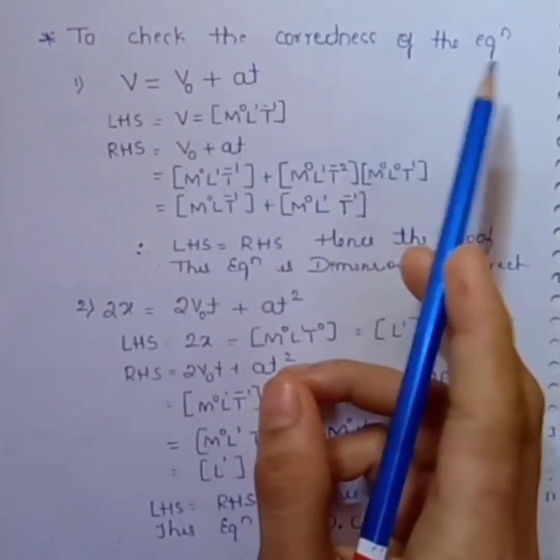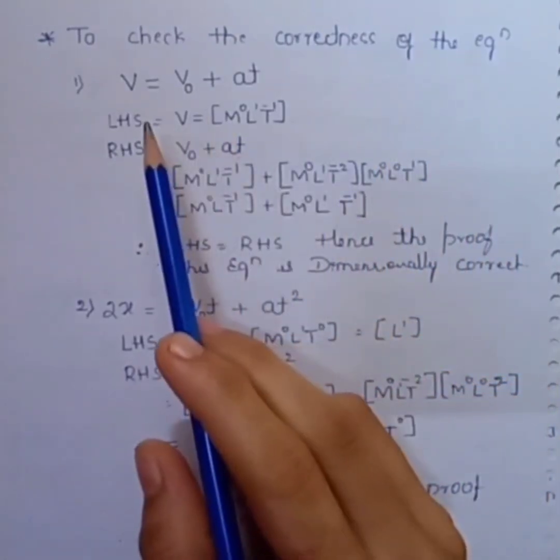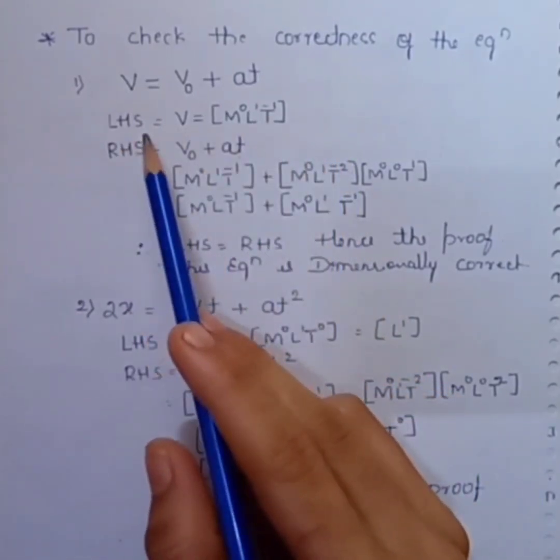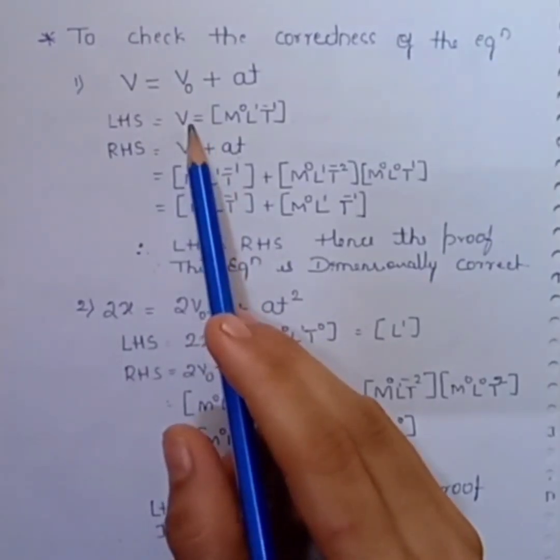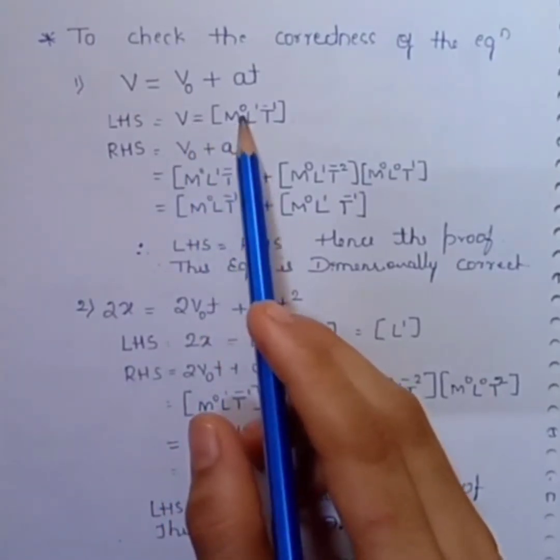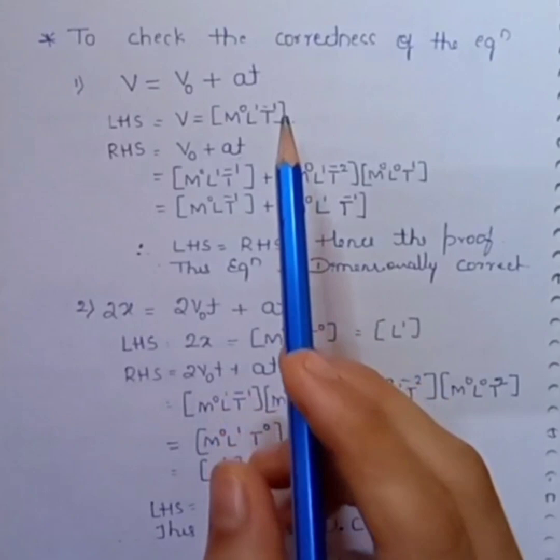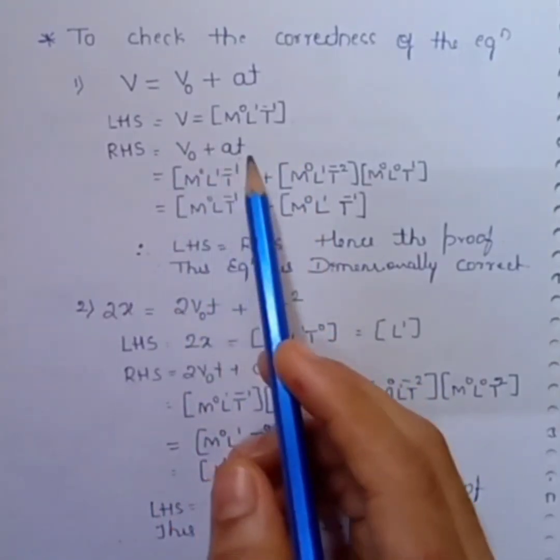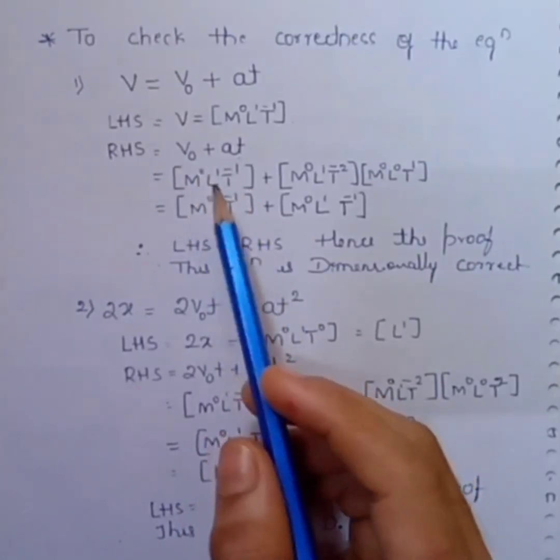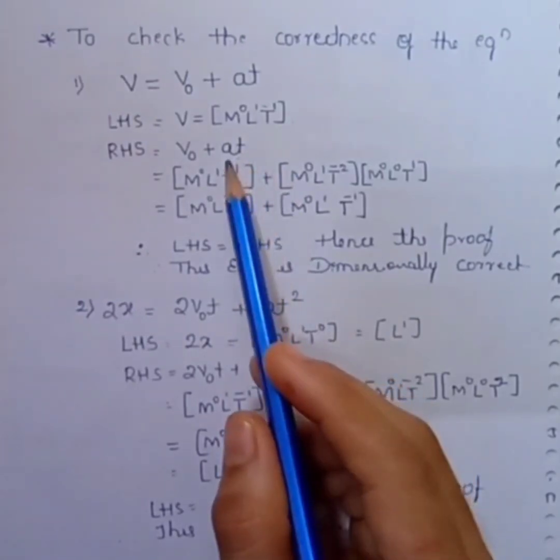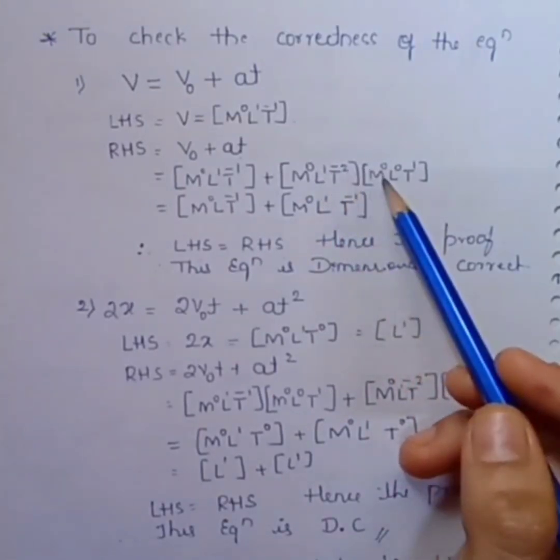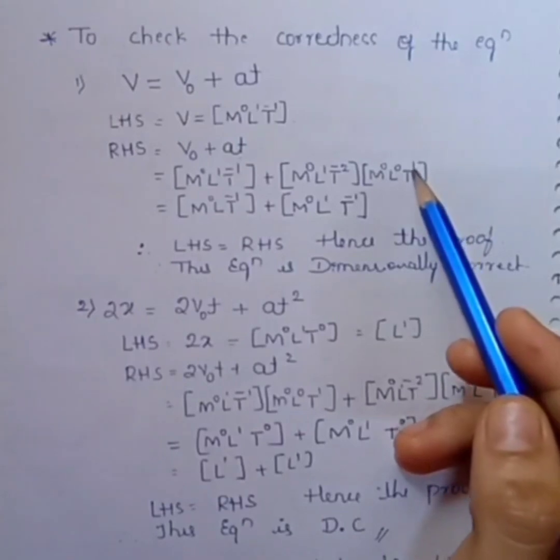Next one is to check the correctness of the equation. Here we have to check the LHS and RHS depending on dimensional equation. Let us see, LHS equals final velocity v. How do we write velocity in terms of dimensional analysis? Velocity can be written as M^0 L T^-1. So RHS, which contains 2 parts, v0 plus at. So v0 in terms of dimensional analysis can be written as M^0 L T^-1, plus acceleration can be written as M^0 L^1 T^-2 and time can be written as M^0 L^0 T^1.